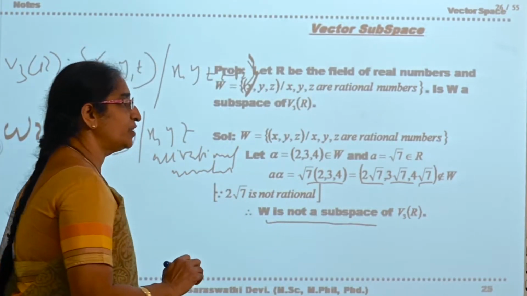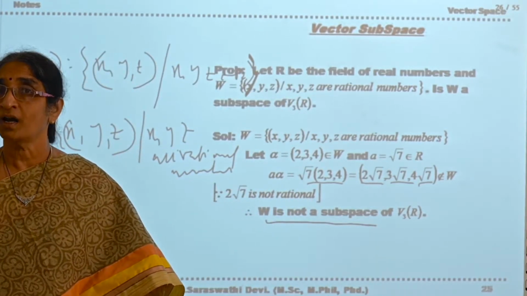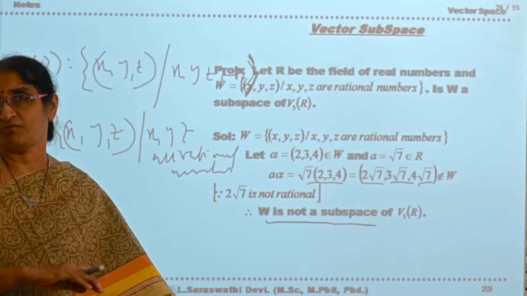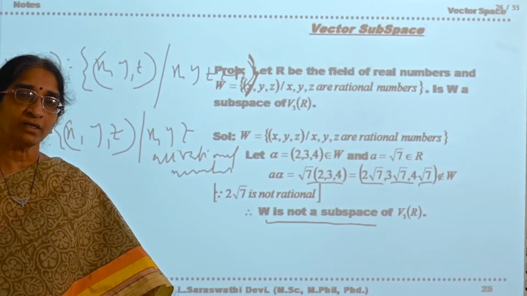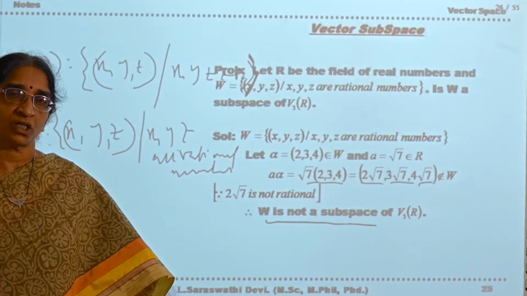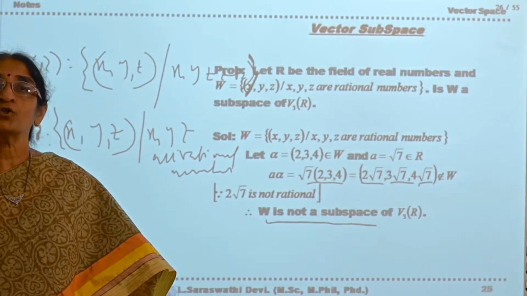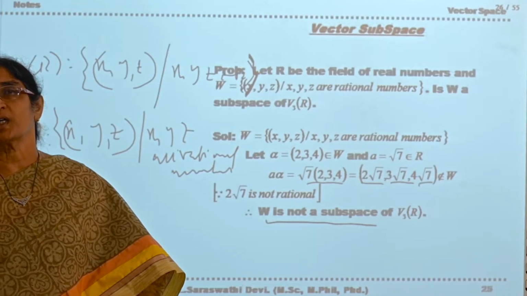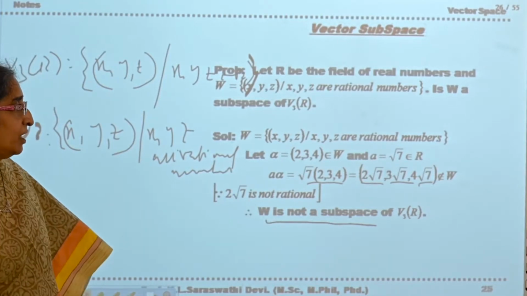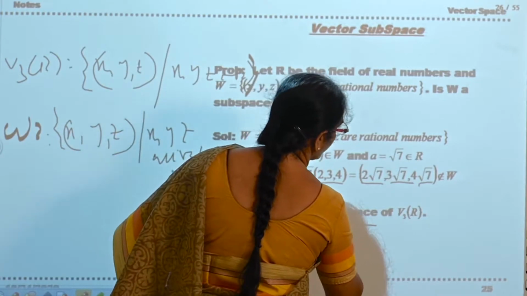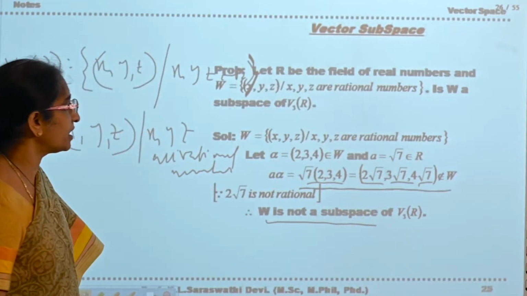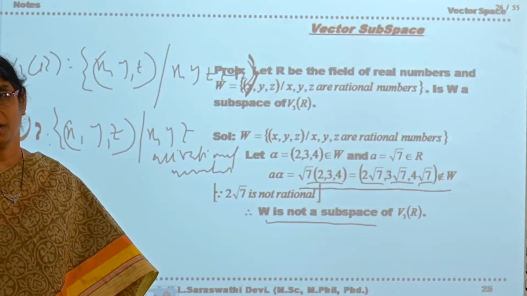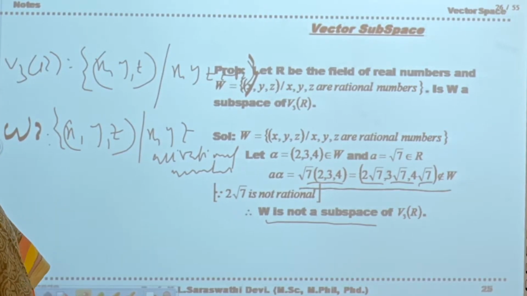Why are you saying W is not a subspace of V3 of R? Here you are using another necessary and sufficient condition. There is one necessary and sufficient condition for a non-empty subset to be a subspace: it should be closed with respect to vector addition and scalar multiplication. Here it is not closed with respect to scalar multiplication. Therefore, it is not a subspace.